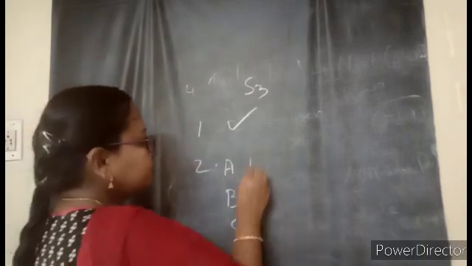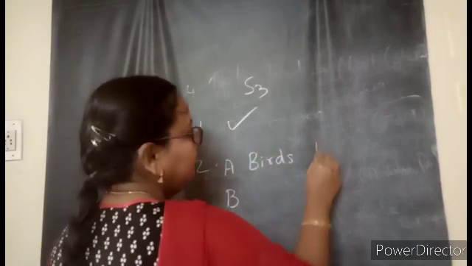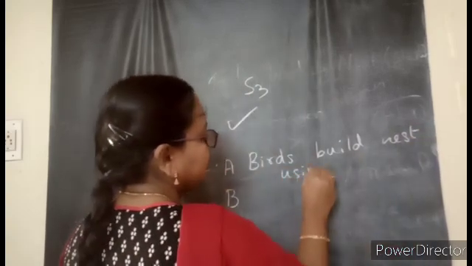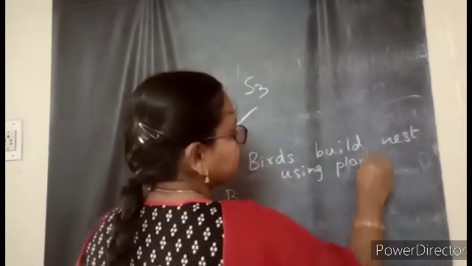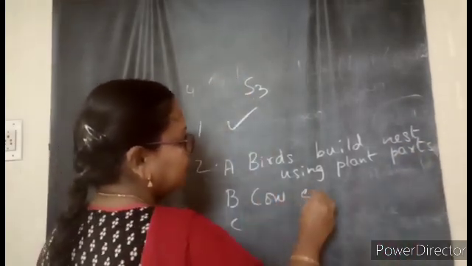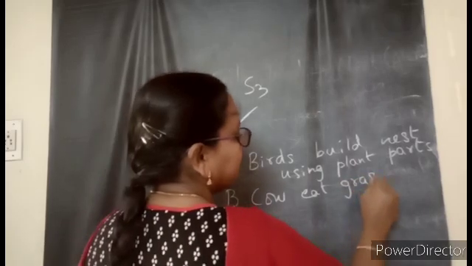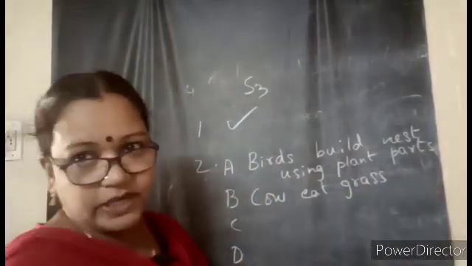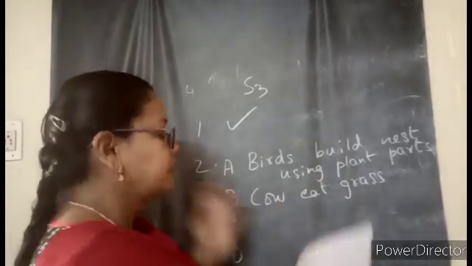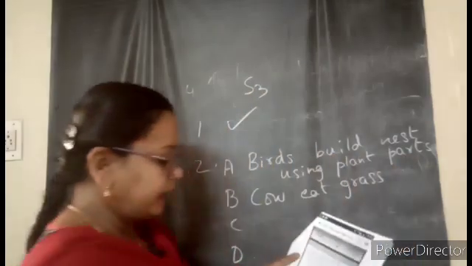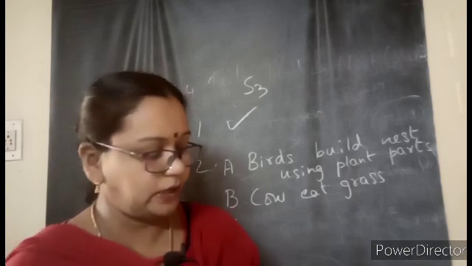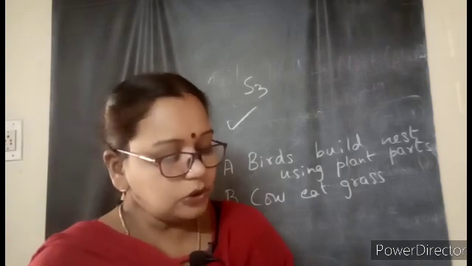Like that you write: birds will nest using plant parts. They make the nest using the plant parts. Cow eat grass. Rabbit eat carrots, which we get from the plants, so these animals depend on plants. This you can write. And any other 2 animals you select on your own, and you can complete that also, children. Then third question: plants also depend on animals.